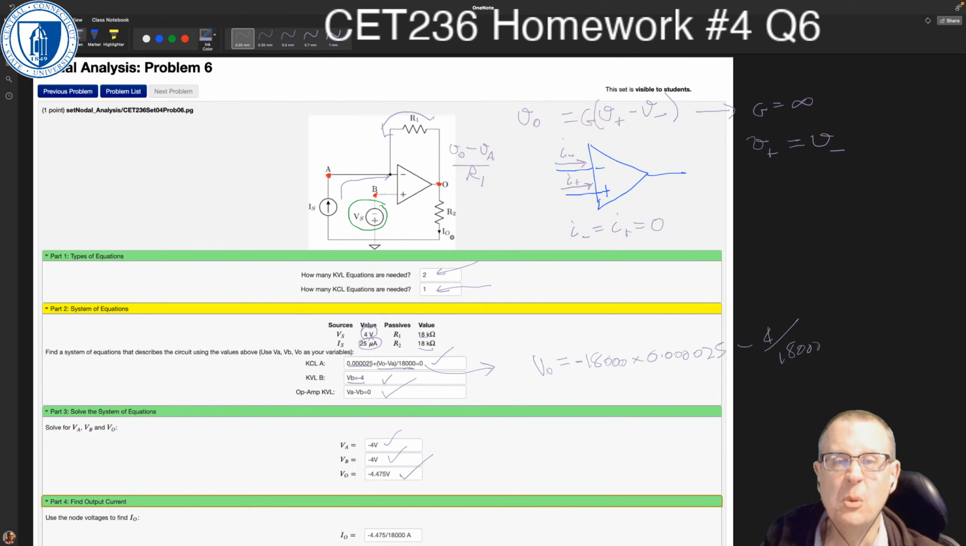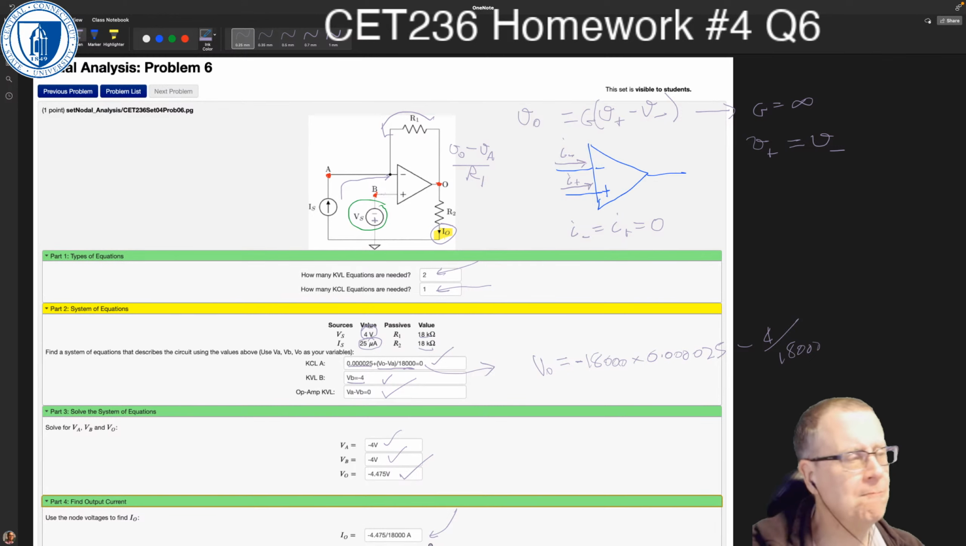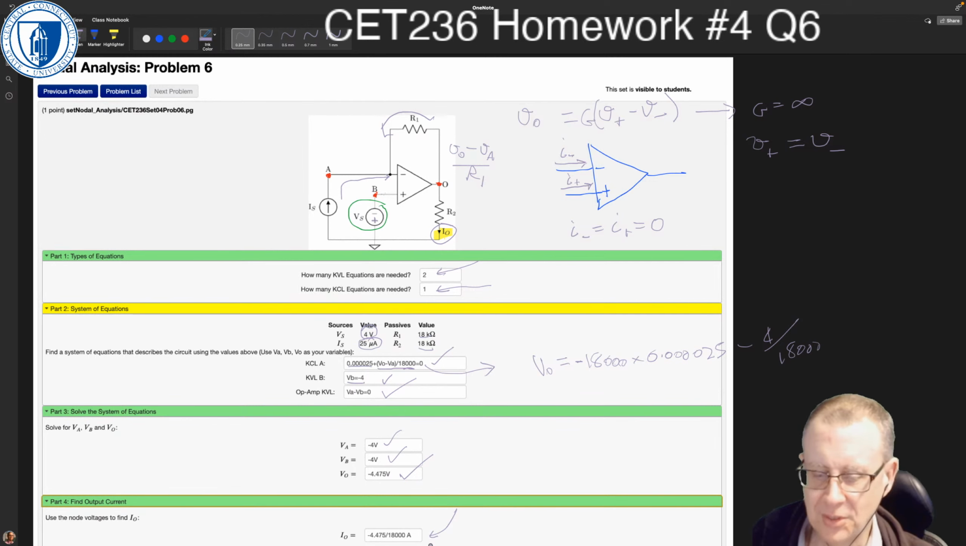And then the thing we're actually interested in finding is the output current, and the output current is nothing more than V out on R2. So the answer we get for that is just, and again, I haven't even bothered to actually do the calculation, I've just put V out on R2 there. And that is how to do question 6. That is homework 4 done.